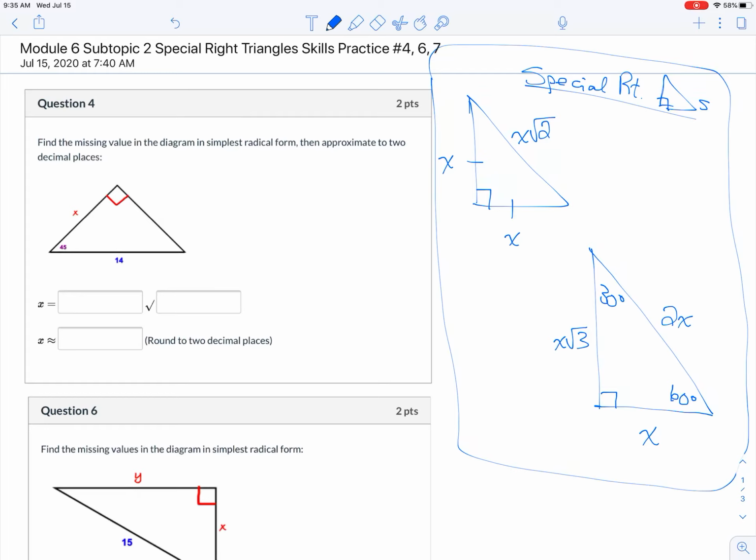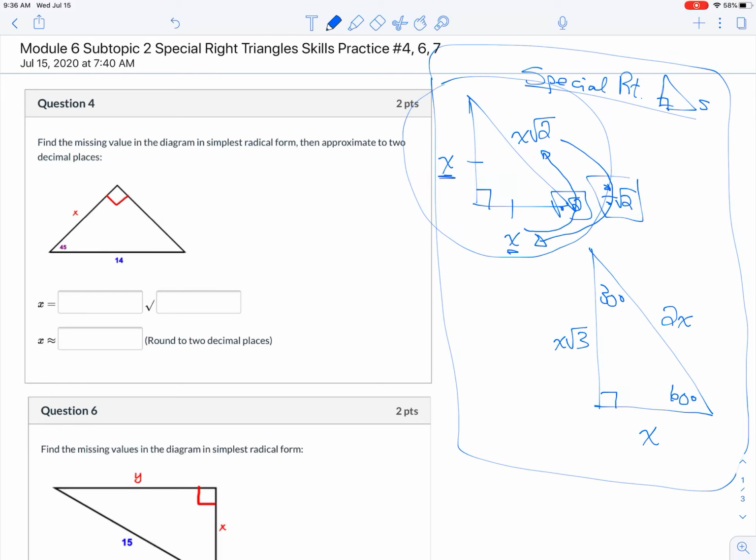I look at this 45, 45, 90, and I think of it as a flow chart. If I want to go from one side, the short side, both of them are identical, to the hypotenuse, I multiply by square root of 2. If I have the hypotenuse and I want to go back to the short side, I divide by square root of 2, the opposite operation.